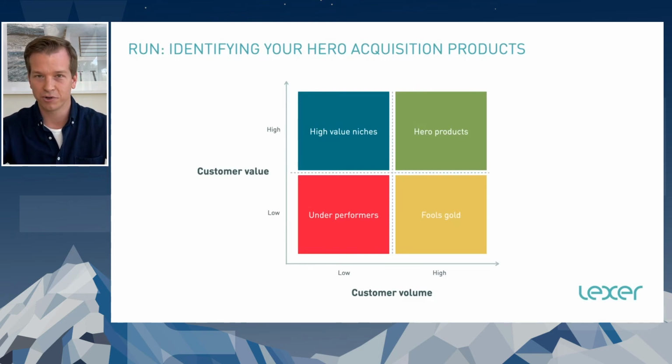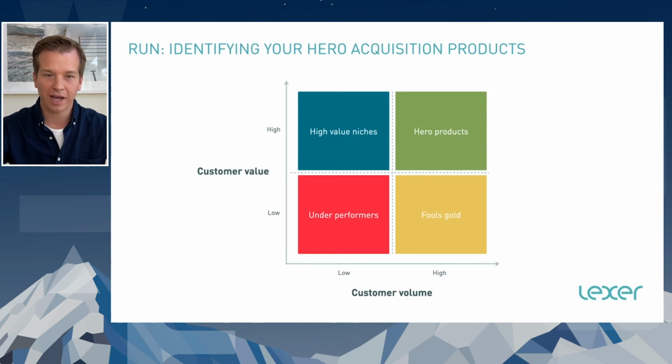It exposes your fool's gold category, which is, you might have some products that customers love to buy from you first, but the customers that buy that product first don't go on to repeat purchase and don't go on to have a great lifetime value. And so your acquisition performance can look great if you focus on those categories, but your ultimate customer lifetime value will suffer as a result.